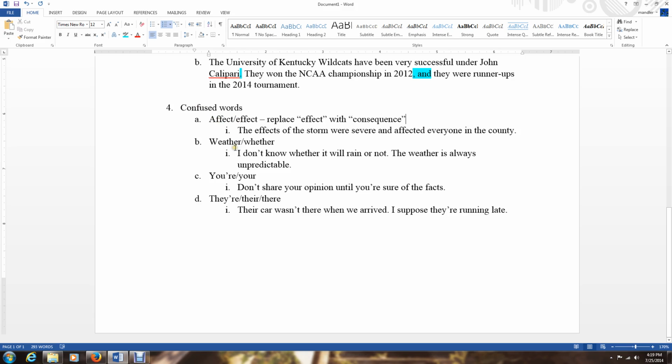Okay. Weather and whether probably has to do with just our pronunciation. Whether is an either or kind of situation. Weather is rain, snow, sun, wind, that sort of thing. So I don't know whether it will rain or not. The weather is always unpredictable. So I think this is just we get probably even typing too fast, or we've heard the words and that sort of thing and not seen them.